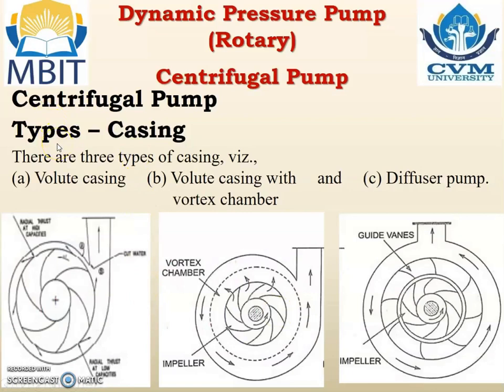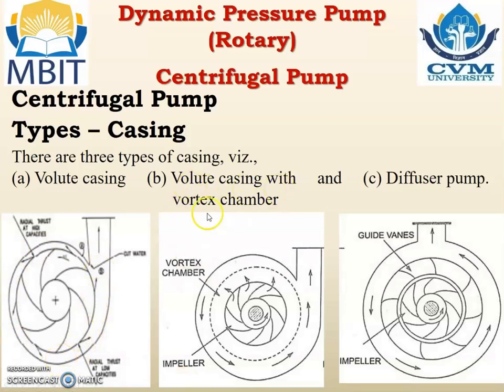Types of centrifugal pump based on the casing. So there are three types of casing: volute casing, volute casing with vortex chamber, and diffuser pump. So you can see here the impeller is there and outside the impeller direct casing is there. And as we know, in the casing, the area is continuously increasing from the inlet to the outlet. And this kind of casing is known as the volute casing.